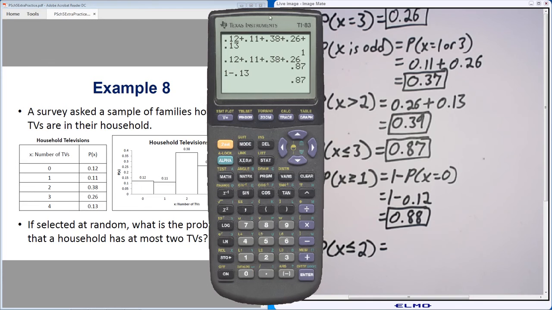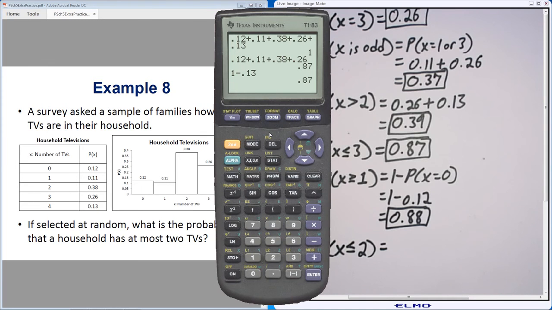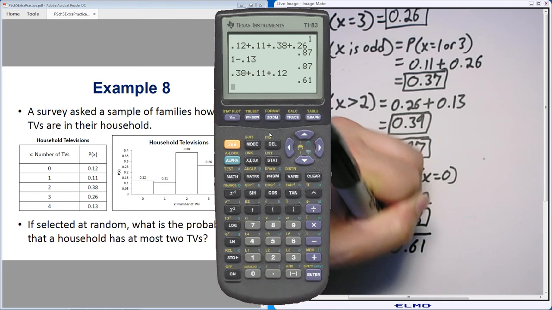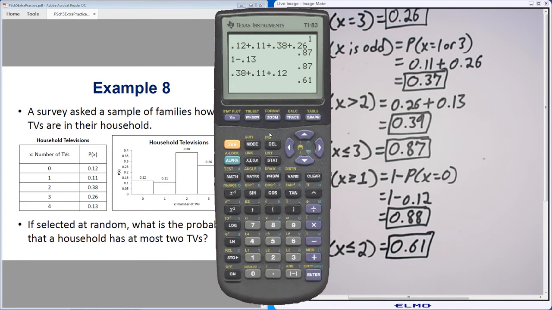So we'll take the probability of 2, 1, and 0. And we get the answer, 0.61 for number 8.